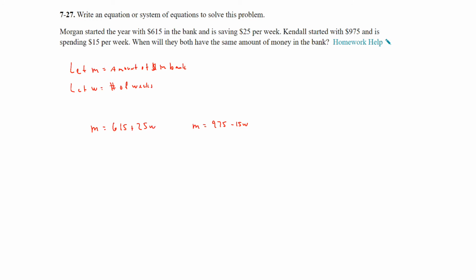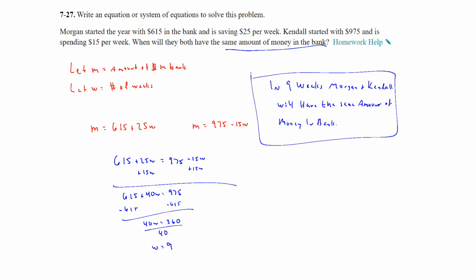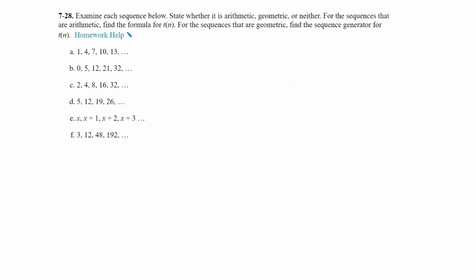We can go ahead and solve this using the equal value method because M is the amount of money in the bank for both of them, and we do want to know when they have the same amount of money in the bank. So we're going to set these equivalent to each other, and then we will go ahead and solve. I had a typo in my equation. It's 975, and so I fixed that and then went ahead and solved, and I get W equals 9. So that means in 9 weeks they're going to have the same amount of money in the bank. And so make sure you write that out to answer the question.